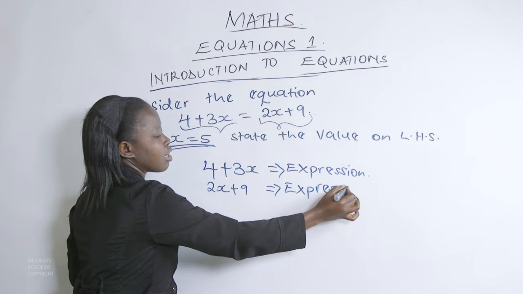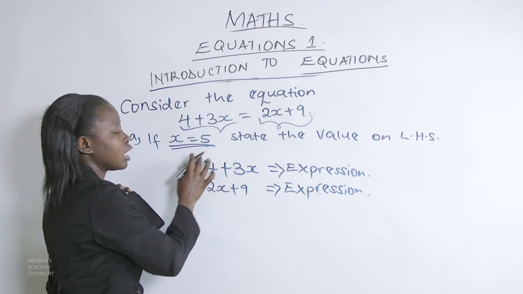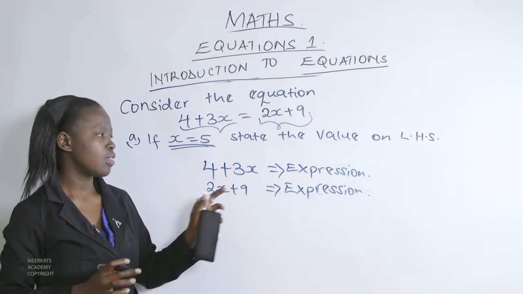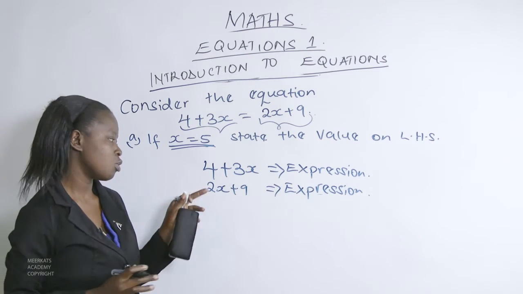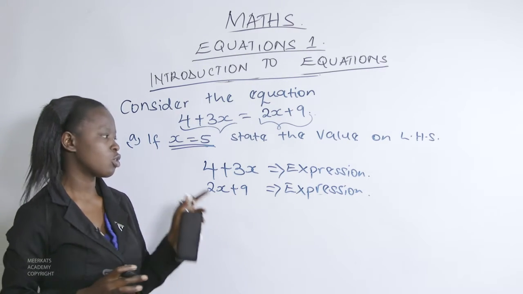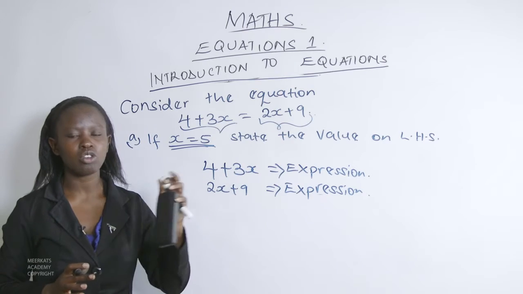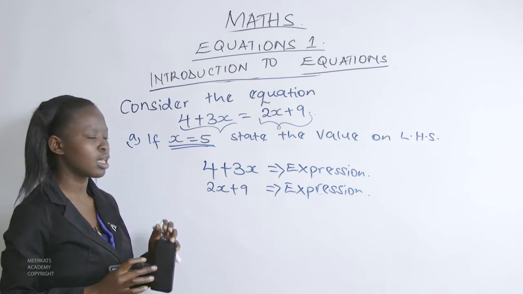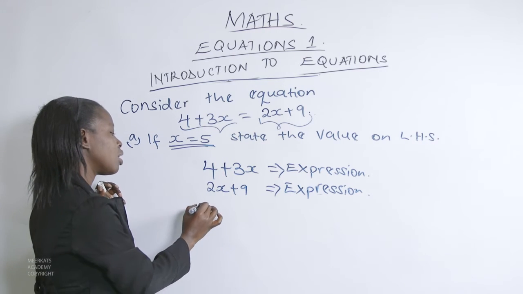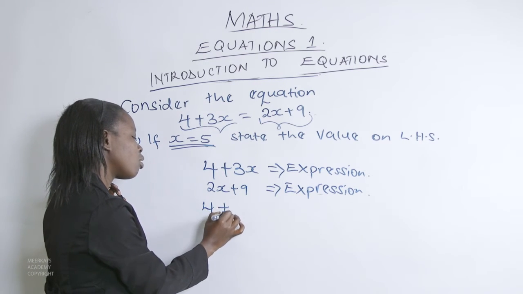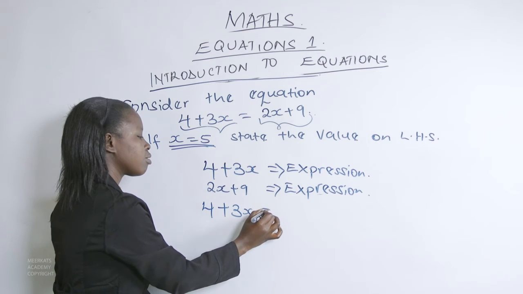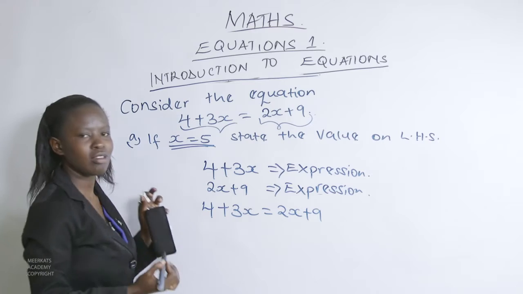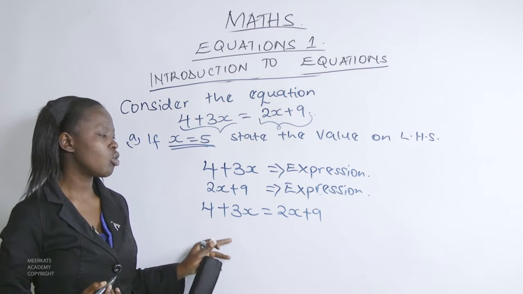And the reason is I've just written them without an equal sign. So when I write this without an equal sign, then I have an expression. This is also an expression. But when I'm connecting two expressions with an equal sign, then it becomes an equation. For instance, I have 4 plus 3x is equal to 2x plus 9. So that means I've connected two expressions.